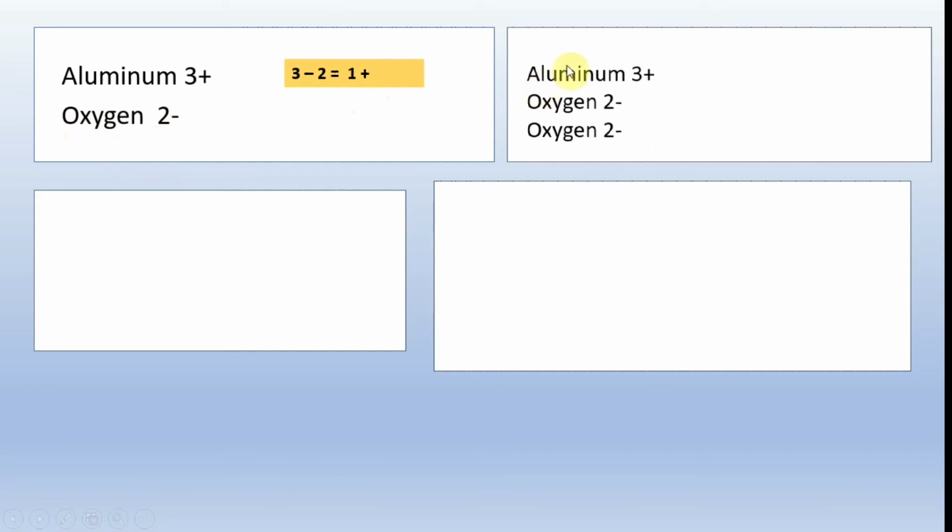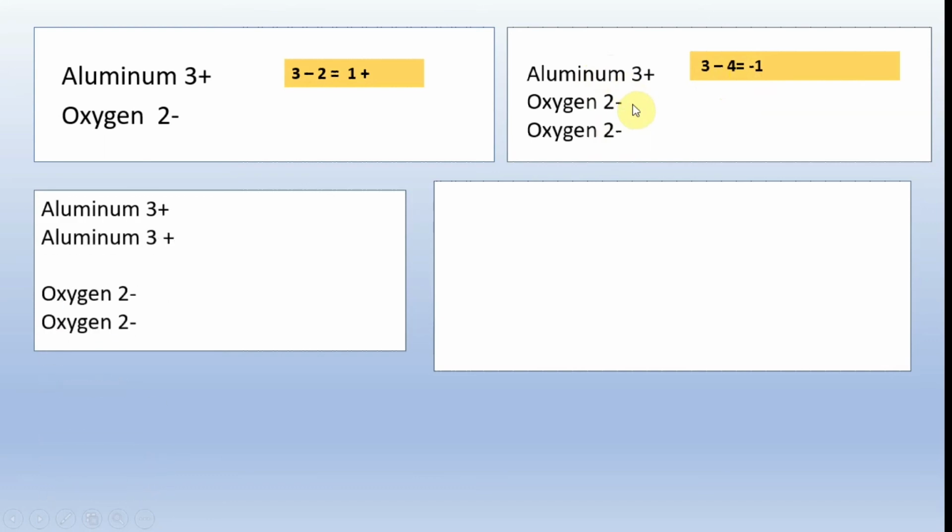Good. Now I will have 3 for aluminium, and for oxygen the total would be 4. So this will be 3 minus 4, which is minus 1. Still not neutral. So now you think, well, we have more ions for oxygen, so let's add another aluminium. So now, in this case, we have 6 ions for aluminium. We have 2 molecules of aluminium and 6 ions.